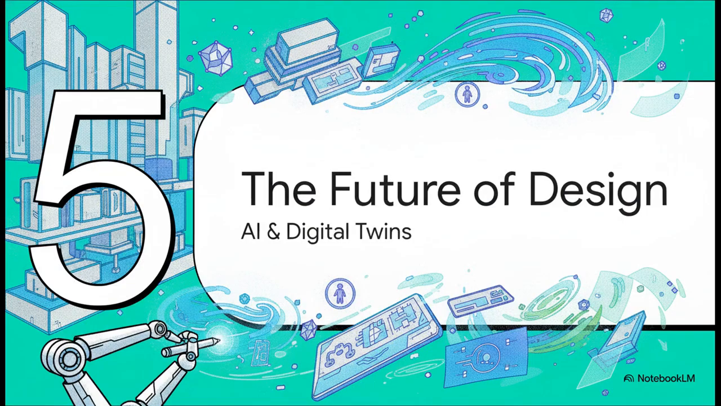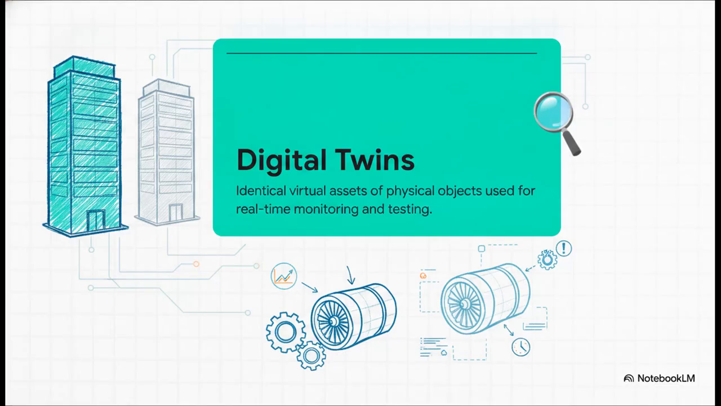All right, Section 5, the future of design. Where is this all heading? Well, one of the most fascinating leaps forward we're seeing right now is the concept of digital twins. A digital twin is exactly what it sounds like, an identical virtual asset of a physical building or a piece of machinery. We use them for real-time monitoring. You can literally test stresses and predict failures on the virtual model before anything ever happens to the real-world object. It's a total game changer.